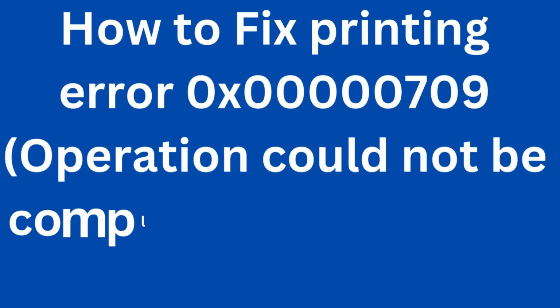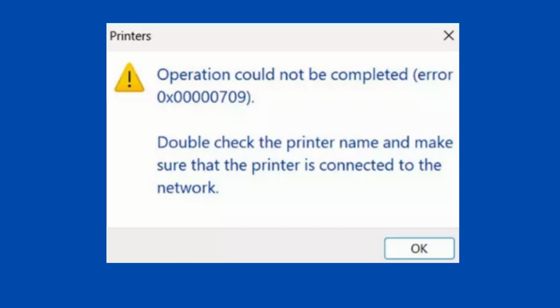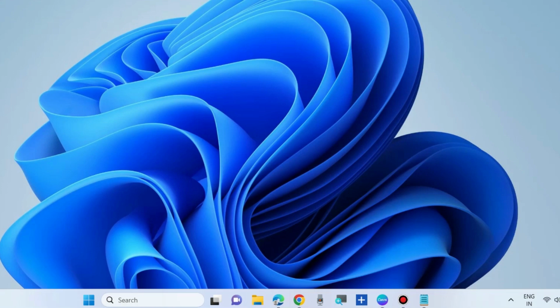Hello guys, how to fix printing error code 0x00000709, operation could not be completed, printer error in Windows 10 and Windows 11.